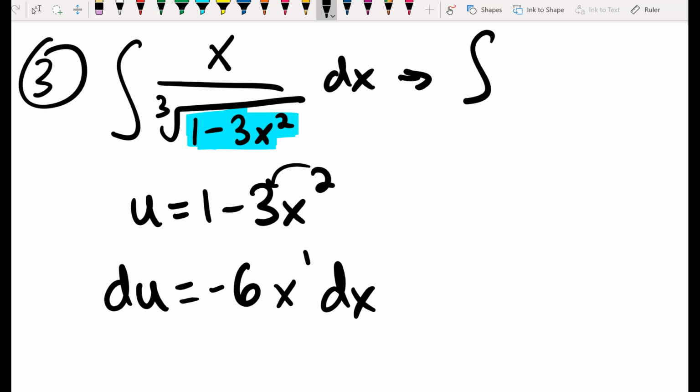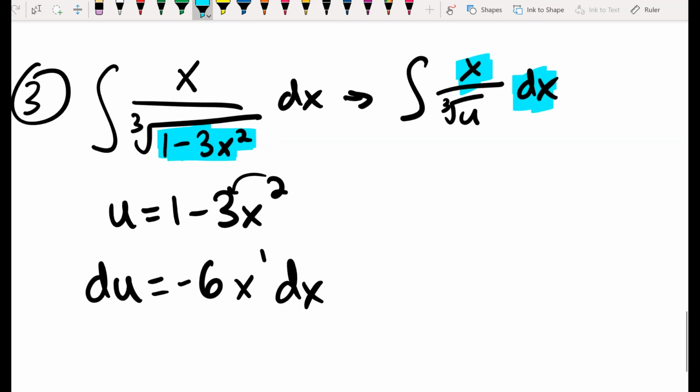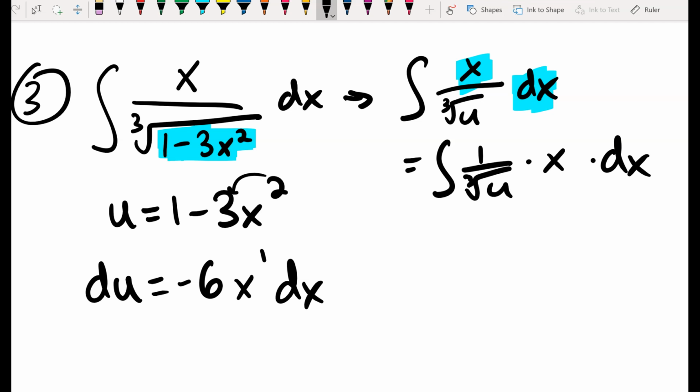Well, here's my integral, right? I've got the integral of x over the cube root of u dx. I still have an x I need to get rid of, and I still have a dx I need to get rid of. Because again, if you're having trouble seeing this, this is the same thing as if I write 1 over the cube root of u times x times dx. If I wanted to simplify that all as one fraction, I would put those all over 1 and multiply the numerators and the denominators. But I'll leave it like this to recognize that if I can get an expression that looks like that in terms of du, I can make a substitution.